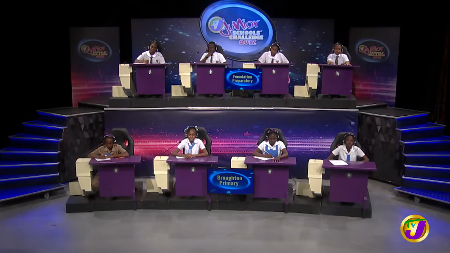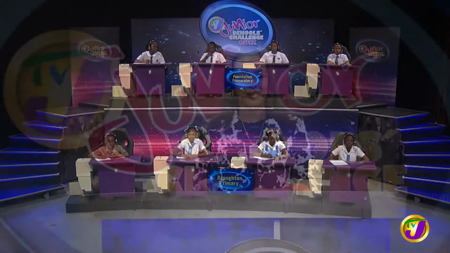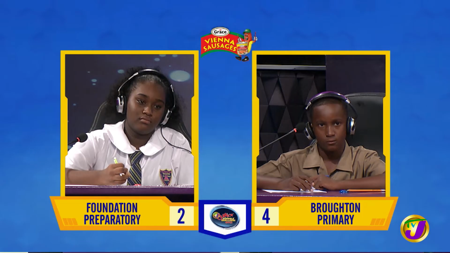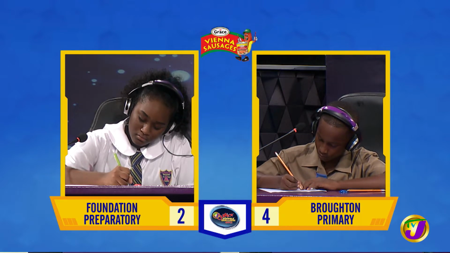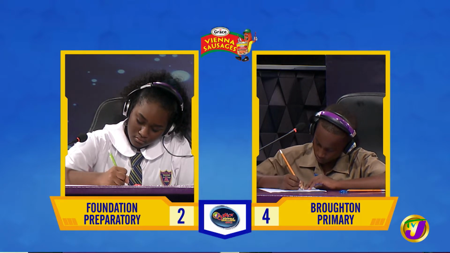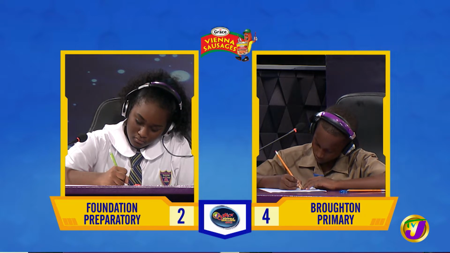In this section, a member of each team will face off against a member of the opposite team in math, science, English language, and social studies. We begin with mathematics, and this is Captain Selene Bola from Foundation up against Rashawn Fletcher from Broughton. Selene, if x equals 13, what is the value of x squared plus 3x?